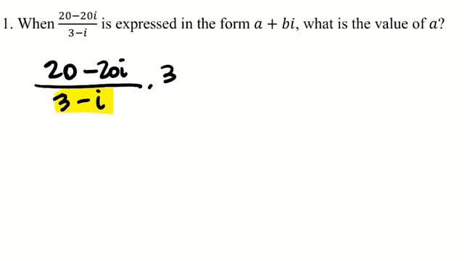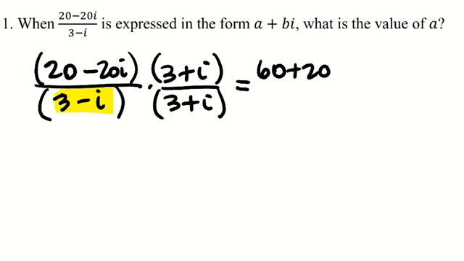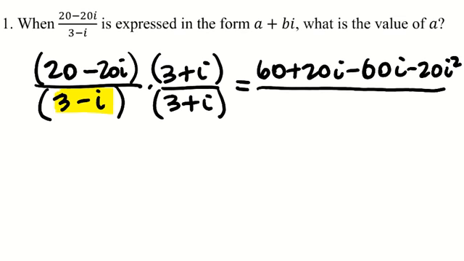Okay, so that's going to be times 3 plus i over 3 plus i. And you go to distribute, using FOIL. And you'll get 60 plus 20i minus 60i, and then negative 20i times i is negative 20i squared. And then in the denominator we have 3 times 3 is 9 plus 3i minus 3i minus i squared.